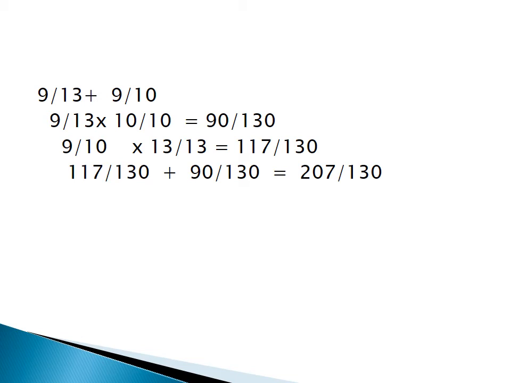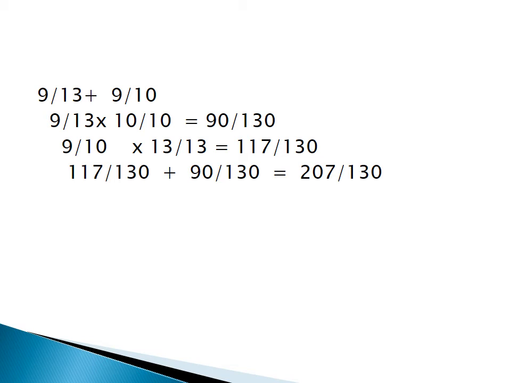9 multiplied by 10 and 13 also multiplied by 10. You have to multiply numerator and denominator by the same number. Which number you have to select? We have to select the denominator of second fraction, right? 10 nines are 90, 13 tens are 130. Clear? Now write down the second fraction, that is 9 by 10.